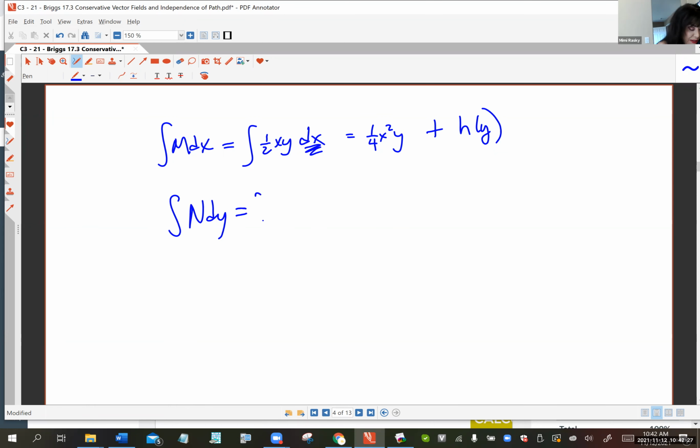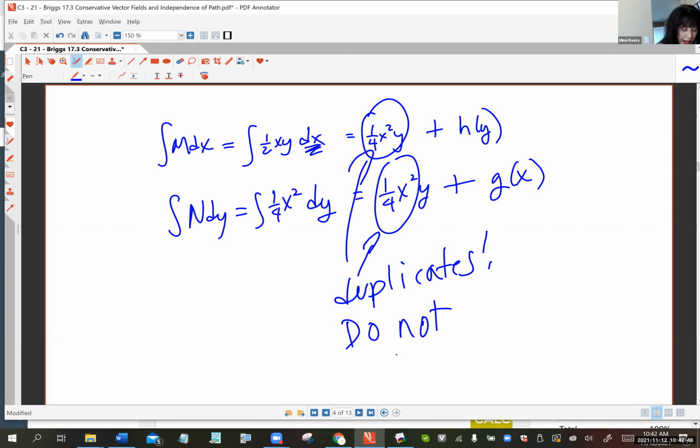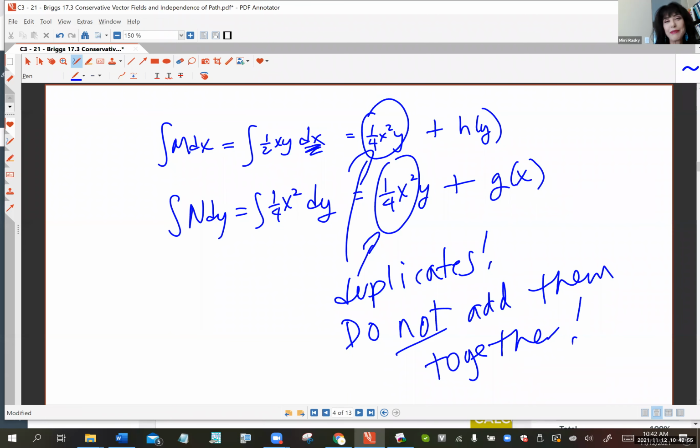So the N for this vector field is the second component, a quarter x squared. You're going to integrate this with respect to y. And that is also going to be a quarter x squared y plus some function g of x. Now, I want you to notice here, you have duplicates. Do not add them together. Do not add them together. If you do that, prepare to die. Okay? I'm not going to give you any credit.